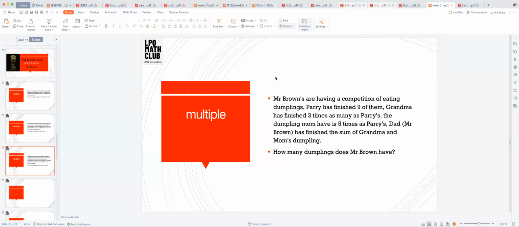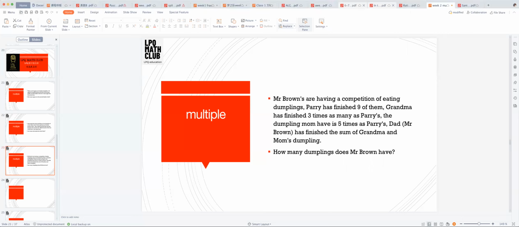So let's take a look at the last one. Mr. Brown's family are having a competition of eating dumplings. Perry has finished 9 of them. Grandma has finished 3 times as many as Perry. The number of dumplings Mom has is 5 times Perry's. Oh my god, they all eat so much. Daddy, Mr. Brown, has finished the sum of Grandma's and Mommy's dumplings. Wow, this daddy can really eat. So how many dumplings does Mr. Brown have?